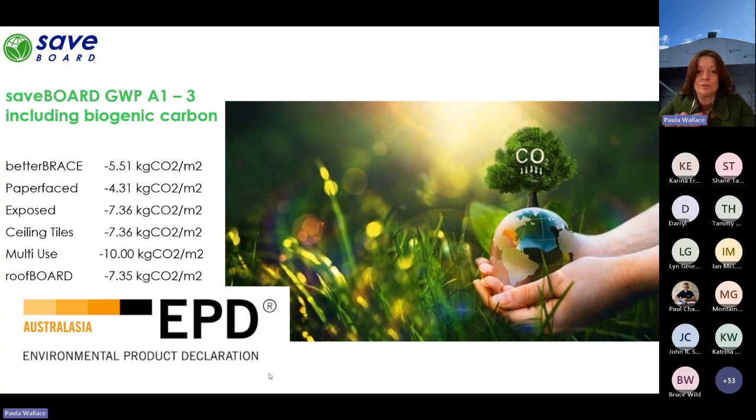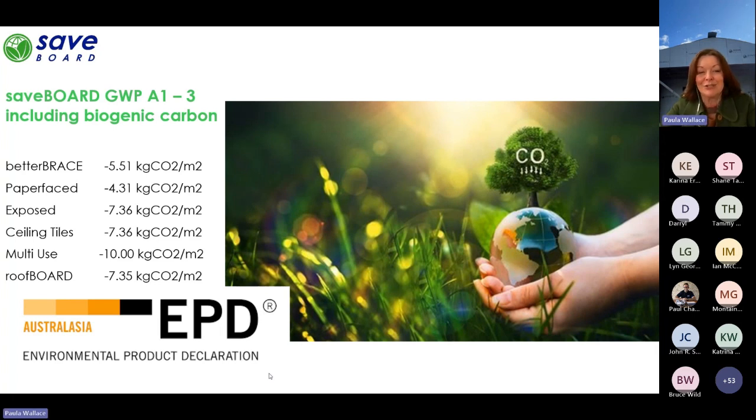So I'm going to use the total global warming potential, cradle to gate, A1 to 3. It includes biogenic carbon, and the unit of measure is per square metre. So saveBOARD batter brace, which is a rigid air barrier, minus 5.51 kilos of CO2 per metre square.